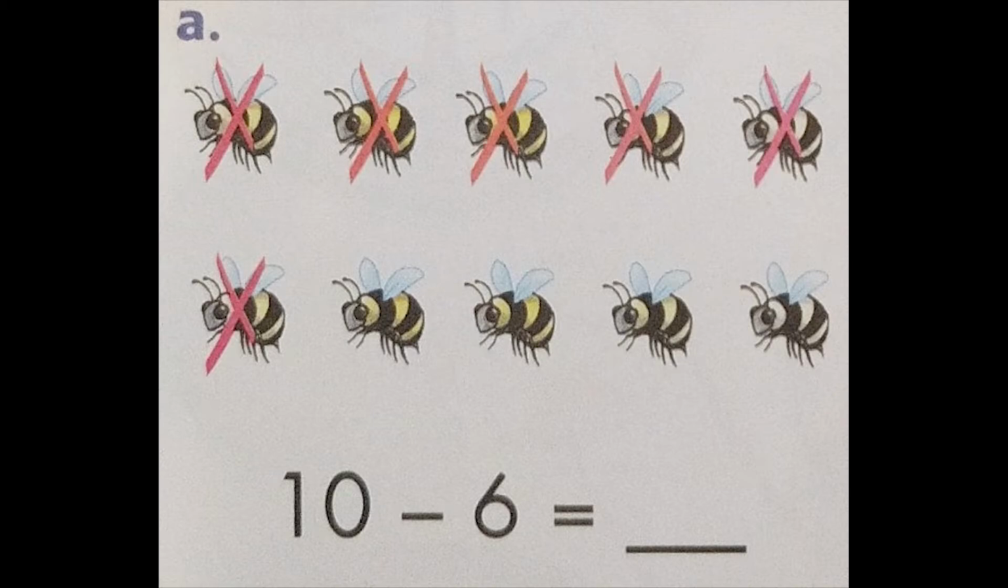So go ahead and count how many bees do not have an X on them. Because remember, if there's an X on the bees, that means they're being taken away. So go ahead and count how many bees are left. And then write your answer. So 10 minus 6 equals what?